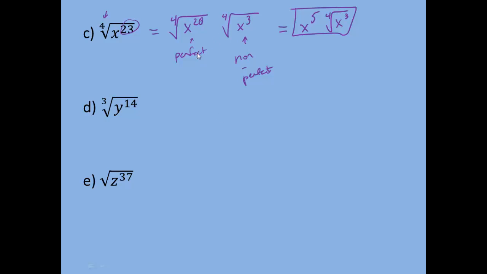Make sure that when you pick the perfect factor, it's the closest number to 23 that's divisible by 4. If you chose a smaller number, it wouldn't break down properly and it wouldn't be simplified completely.